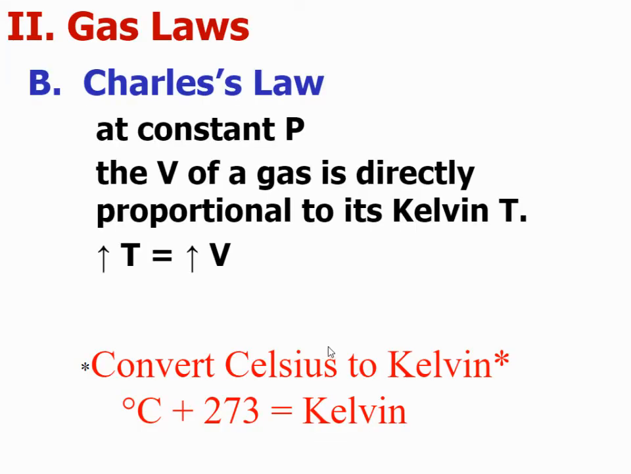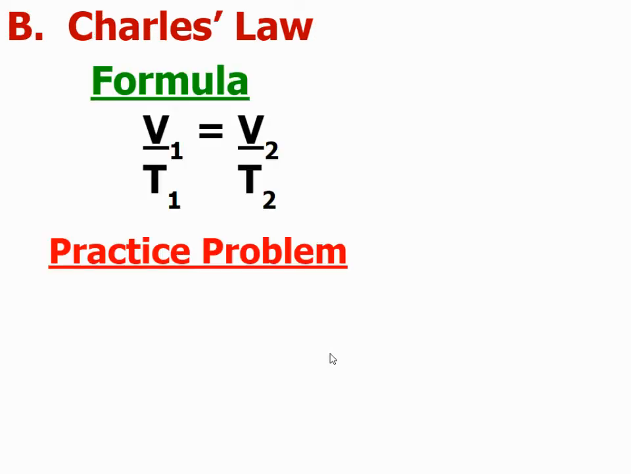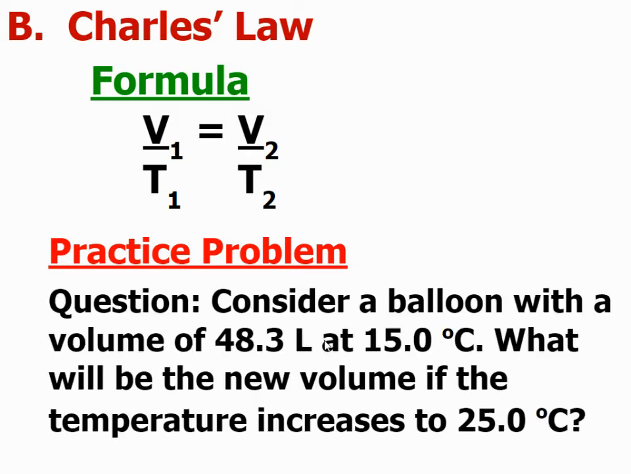All right, Charles' law is talking about temperature and volume. At a constant pressure, the volume of a gas is directly proportional to the temperature, in Kelvin. That means if Kelvin goes up, the volume will go up. If the volume goes down, the temperature usually goes down. Your formula is V over T equals V over T. So let's try this.